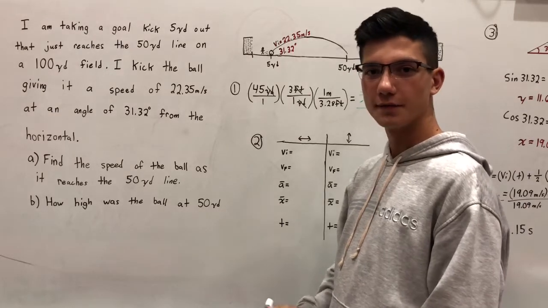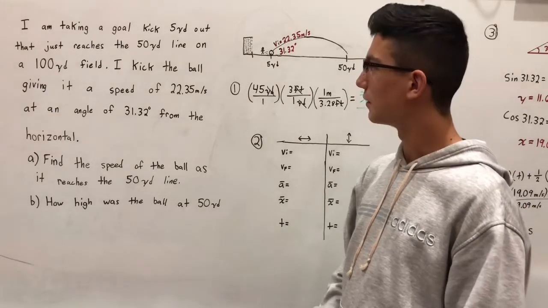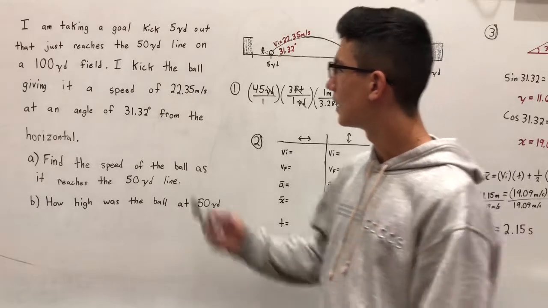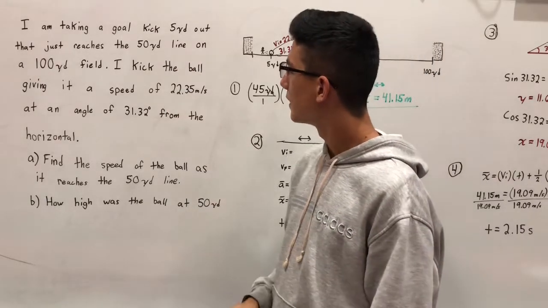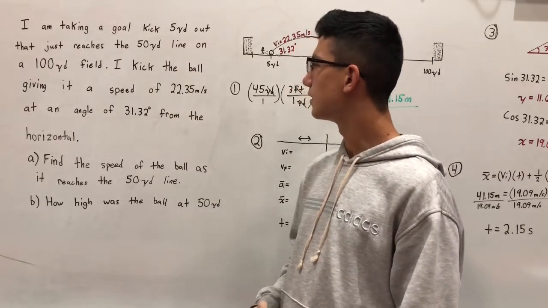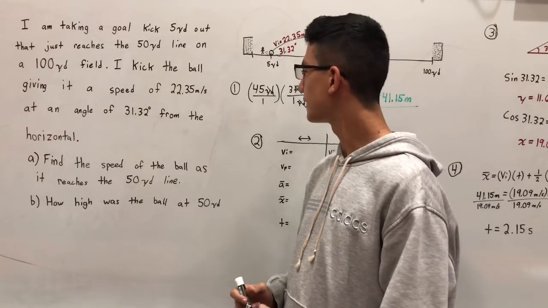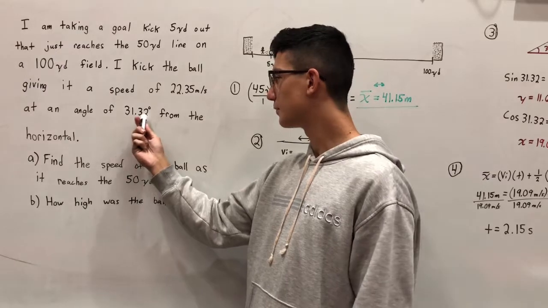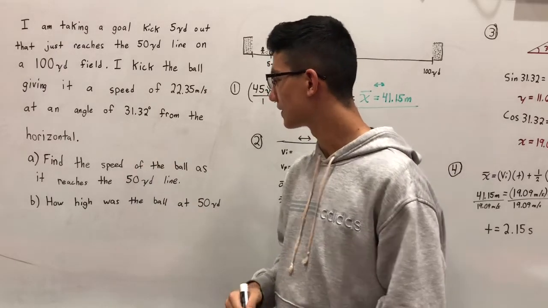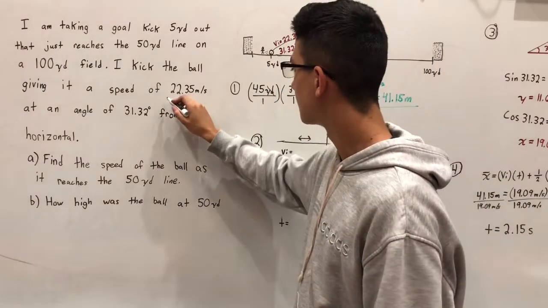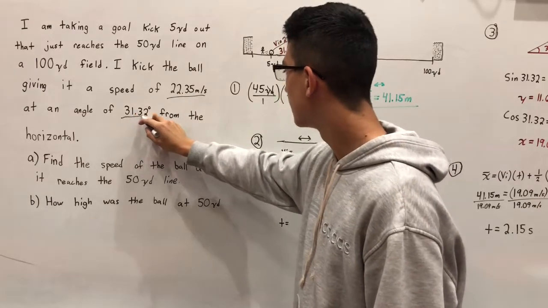Alright, so for my physics problem, I chose a goal kick, so I'll just read it out. I'm taking a goal kick 5 yards out that just reaches the 50-yard line on a 100-yard field. So if I kick the ball, giving it a speed of 22.35 meters a second at an angle of 31.32 degrees from the horizontal. So I'll just underline some important things to keep in mind.